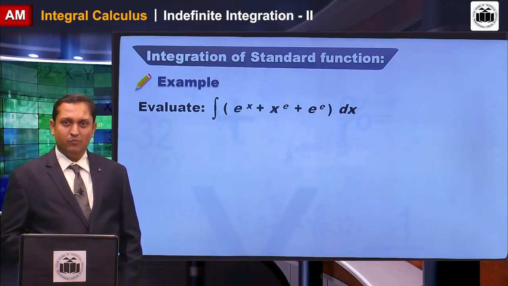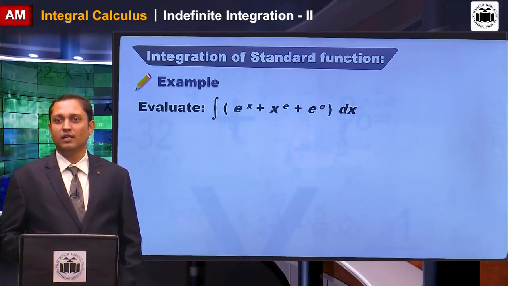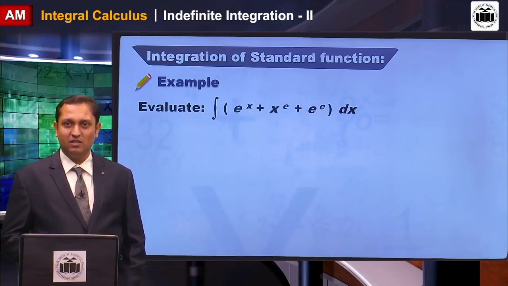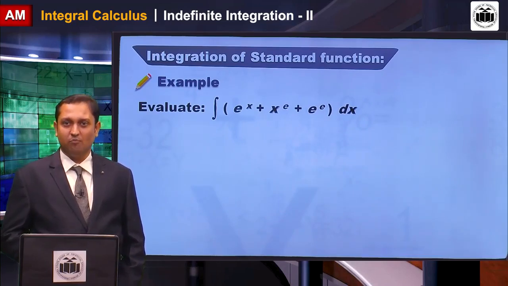Now we'll see examples of standard function. Before going to the examples, what is standard function? If you have got any function in which the variable part is x, then you can say that the function is standard function. Now let's see the examples of standard function. Let's come to the first example. Evaluate integral e raised to x plus x raised to e plus e raised to e dx.